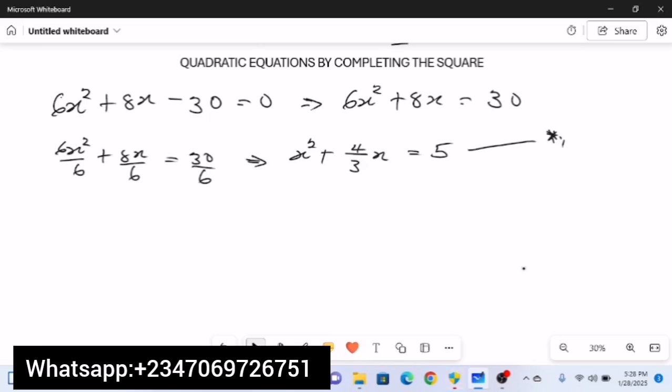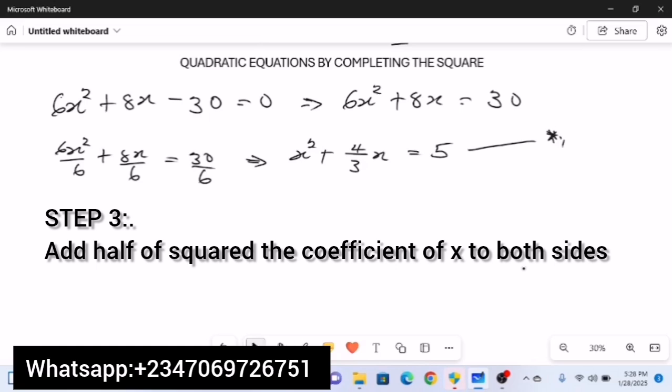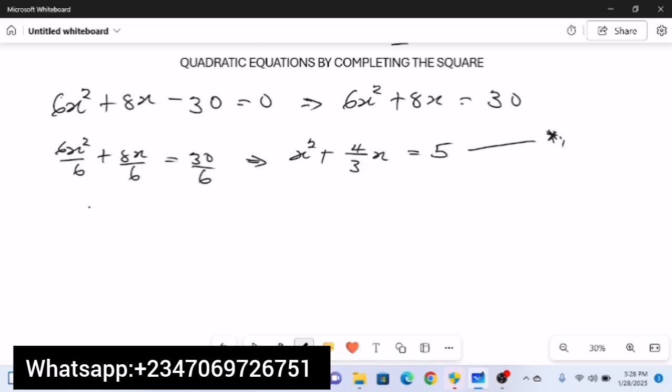So what we'll do at this point, after ensuring that x squared is now alone, is simply add half of the square of the coefficient of x to both sides of the equation. The coefficient of x is actually 4 over 3.